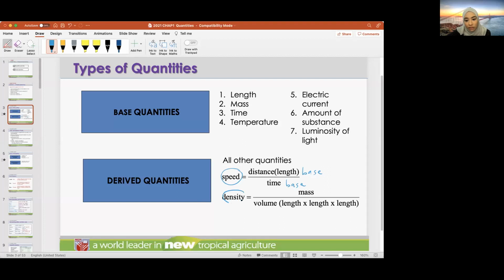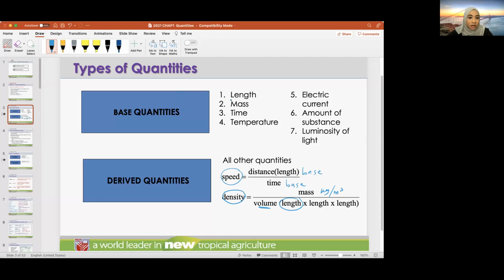And another example would be density. Density, you are familiar with this one. It's kilogram over meter cube. Kilogram is mass, meter cube is volume or length times length times length. So mass is a base quantity, volume is... sorry, volume is not a base quantity, but length is. Mass is a base quantity and length is a base quantity. Volume is a derived quantity. So you have a bunch of base quantities inside the density formula. So this is a derived quantity. Okay, so that is how you differentiate between base and derived.